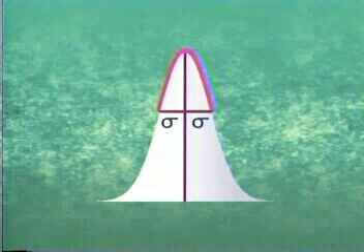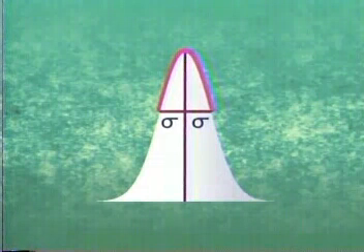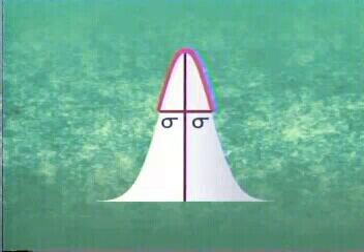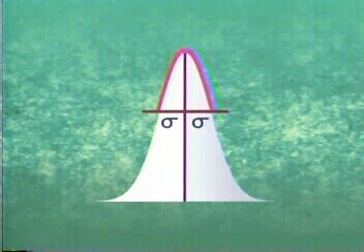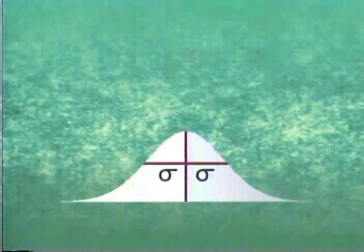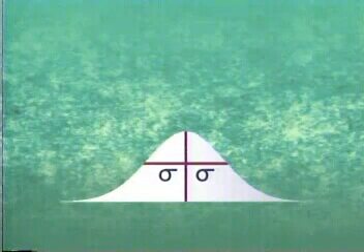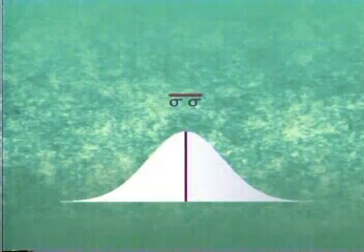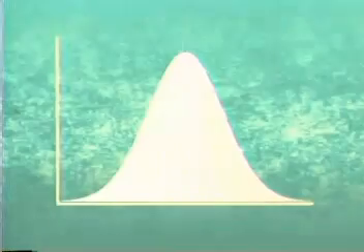Now, we said before that if we change the mean of a normal distribution, we merely slide it back and forth on the horizontal axis without changing its shape. But if we change sigma, the shape does change. Large values for sigma mean large spread in the distribution, so the curve is flat and wide. Small values of sigma mean just the reverse. The distribution clusters tightly around the mean, and so the curve is tall and narrow.